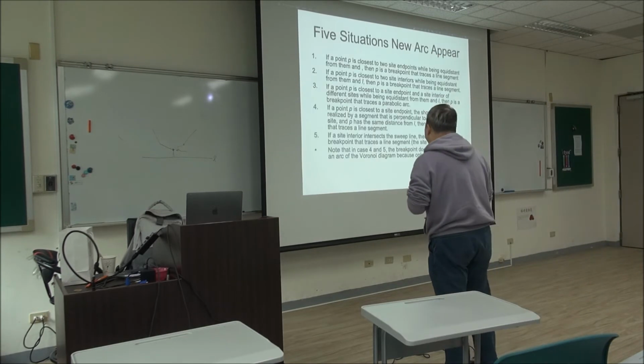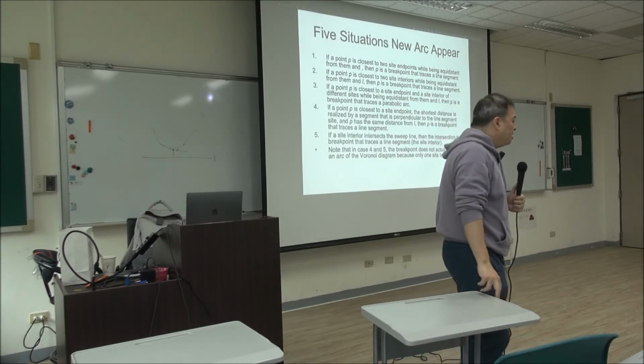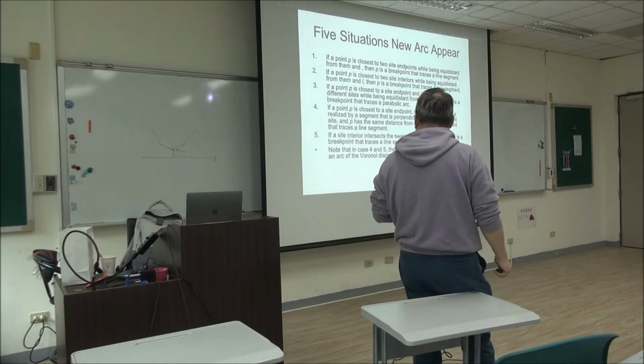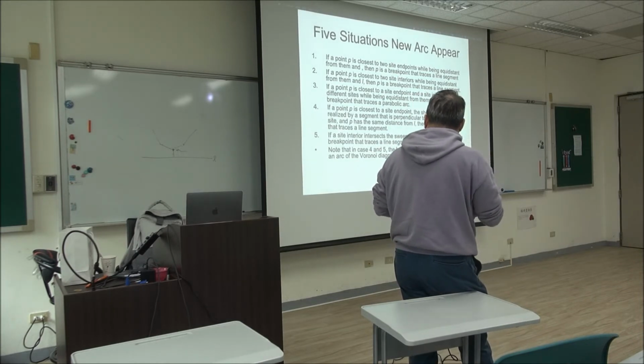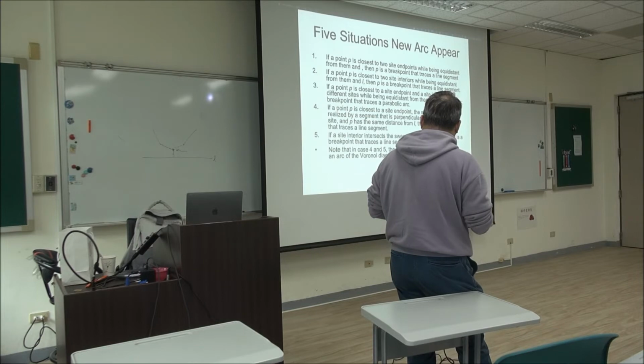The last two are kind of strange. If a point P is closest to a side end point, the shortest distance is realized by a segment that is perpendicular to a line segment side, and P has the same distance from L. Then P is a breakpoint that traces a line segment.